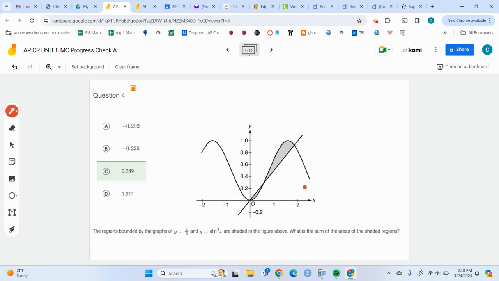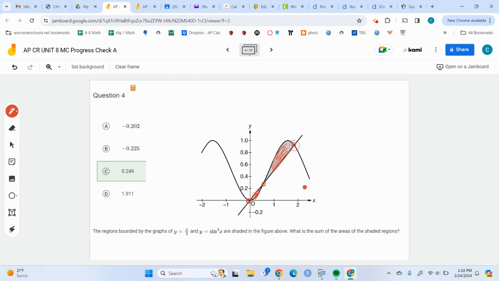Next one, 4. The regions bounded by these graphs are shaded in the figure above. What is the sum of the areas of the shaded region? Okay, so I'm going to find this area, and then I'm going to find this area, and I'm going to add them up. So I guess I need all these intersection points here.